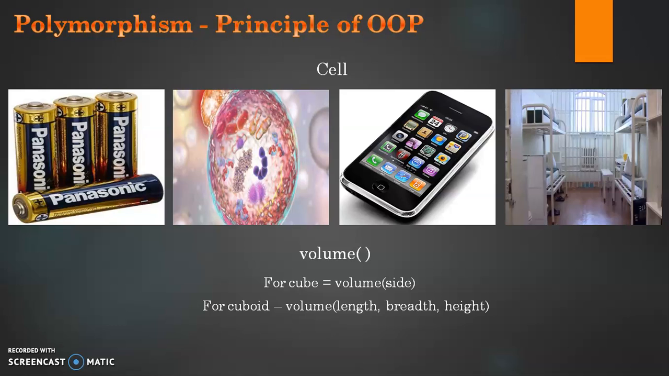So these four, abstraction, encapsulation, inheritance and polymorphism, are the key principles of any object-oriented programming. I hope it is clear for you.